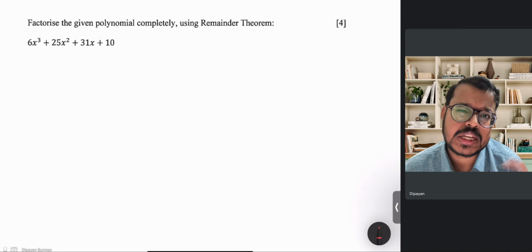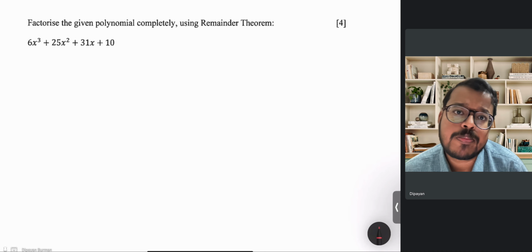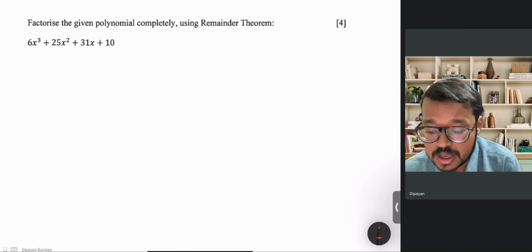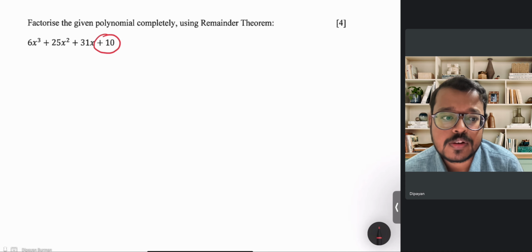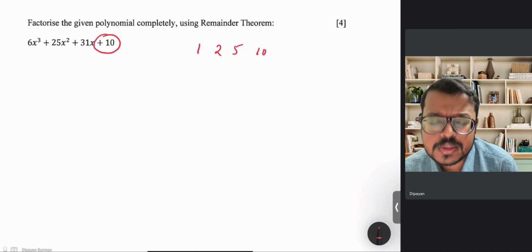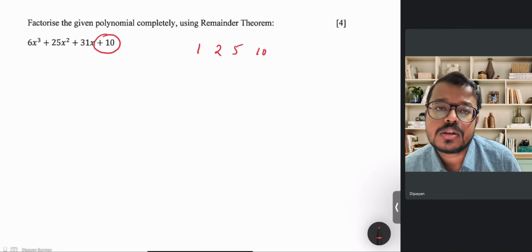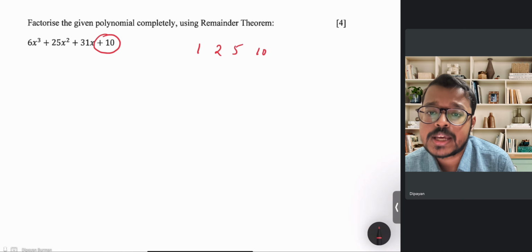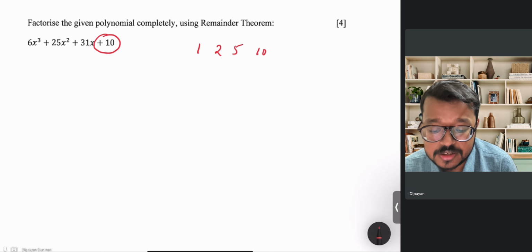And it's not just any random value of x. We will not choose any number like 0. We have to use non-zero numbers. It can be positive or negative. If I look at the constant here, it is plus 10. So let's think of some factors of 10. It is 1, 2, 5 and 10. So I will probably try to use some of these values to find out whether substituting x equal to some value like this will give me the result as 0. I can also use the negative values also.